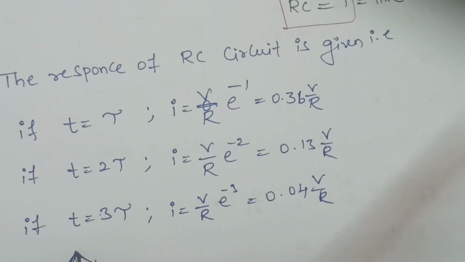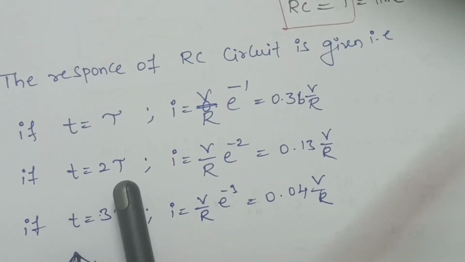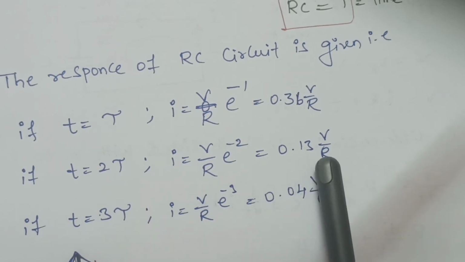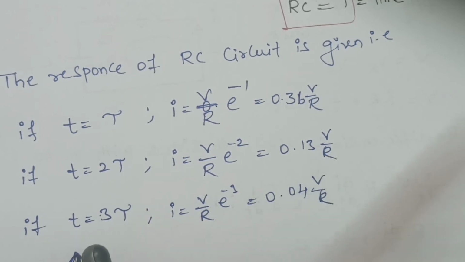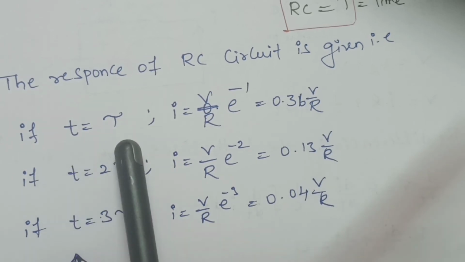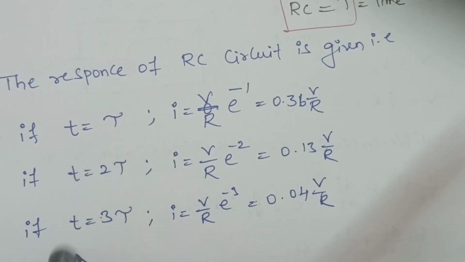Now if you take t equal to 2 tau, our response is 0.13 into V by R. The next value is t equal to 3 tau. The third value is 0.04 V by R. Similarly, you have to take 4, 5 and so on, no issue. But I am taking only 3 values, from t equal to tau to t equal to 3 tau.